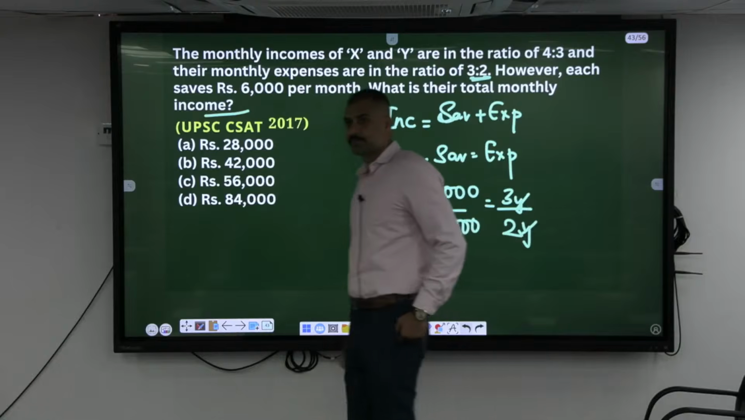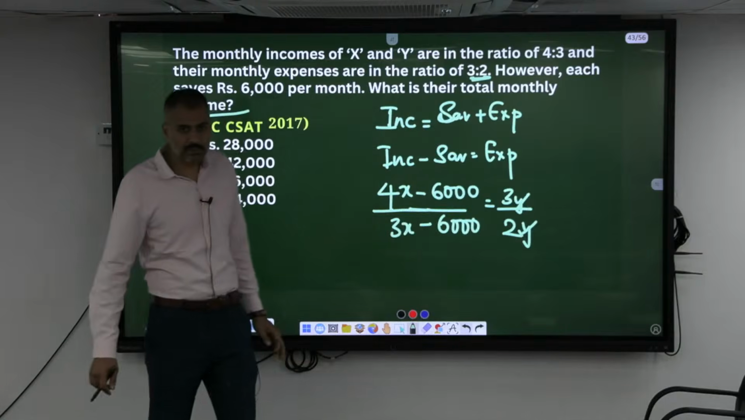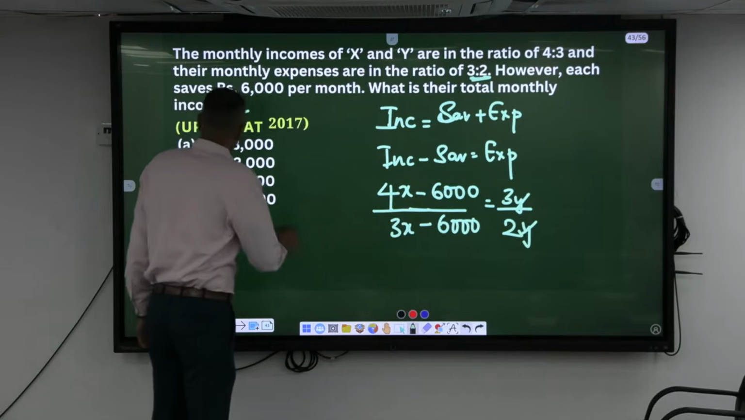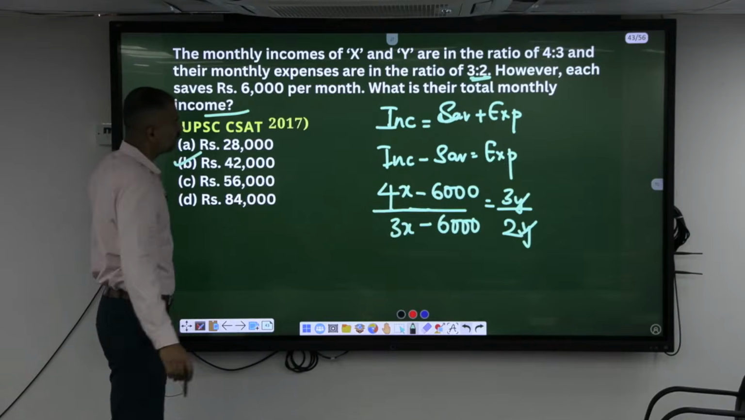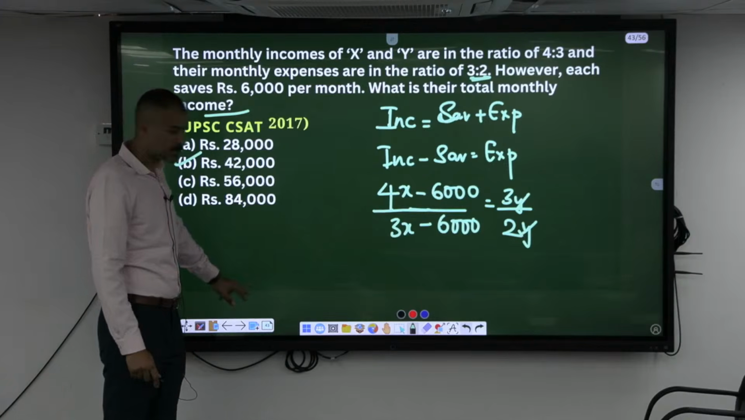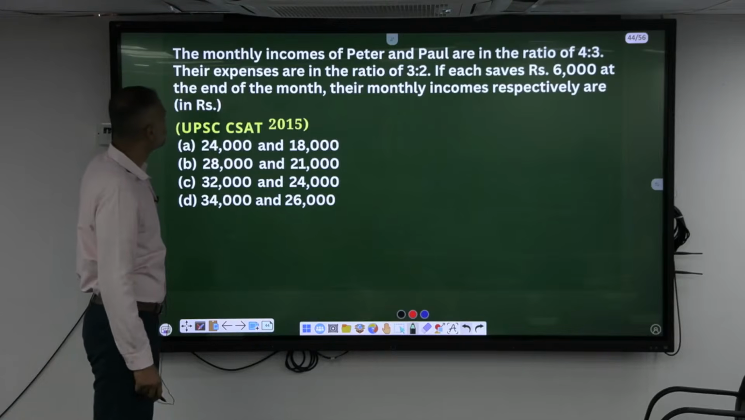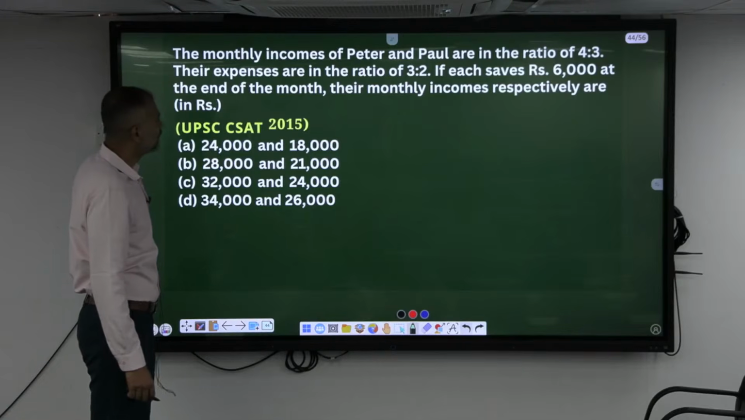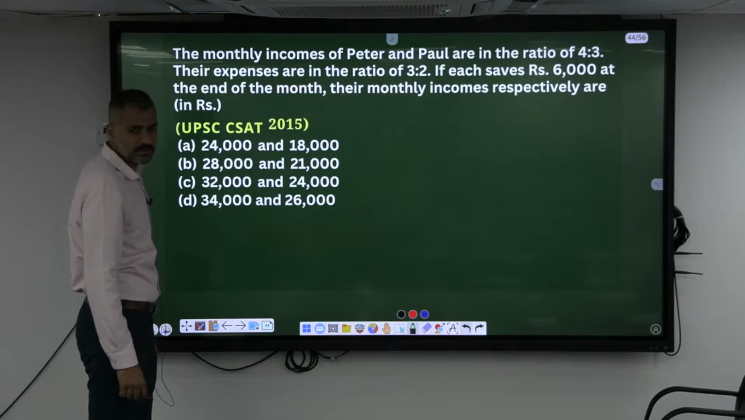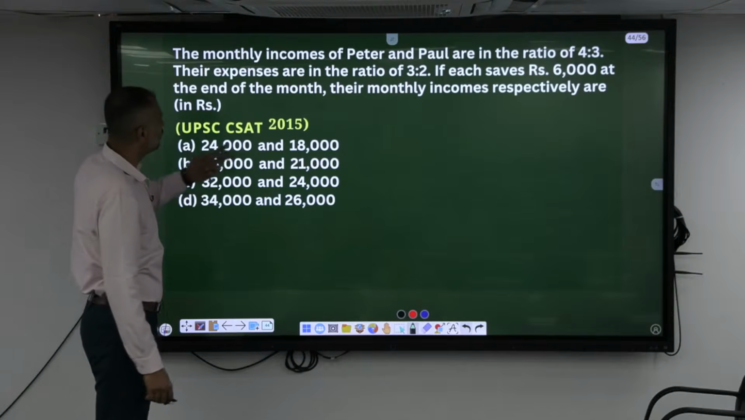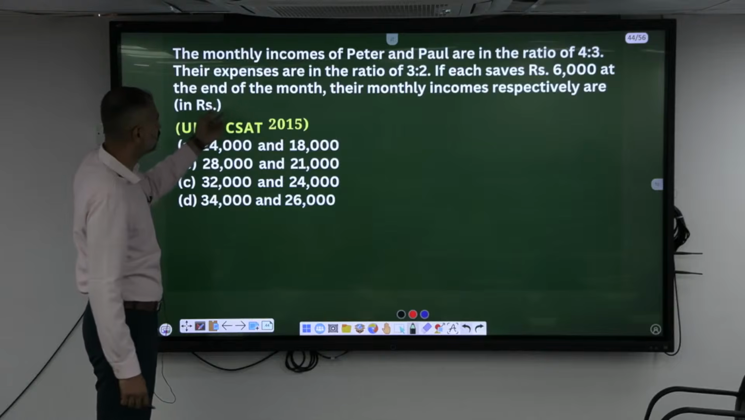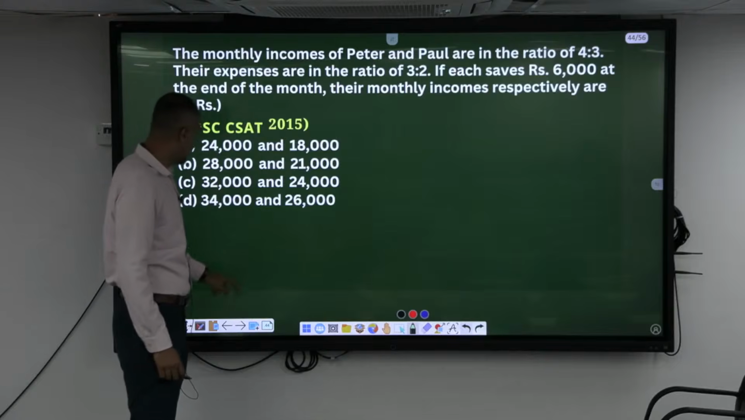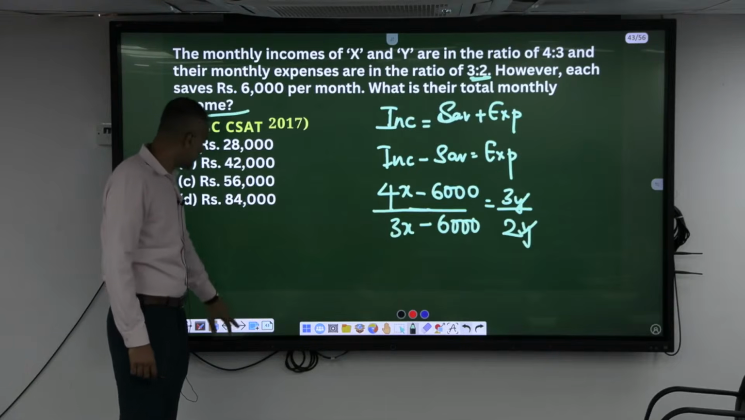How much? 42. Got the same, everyone? Okay. 42,000. Shall I move this? Very similar. Very similar. Yes or no? Other question: 4:3. Their expenses are in the ratio 3:2. Their savings is 6,000. See? Back to back.